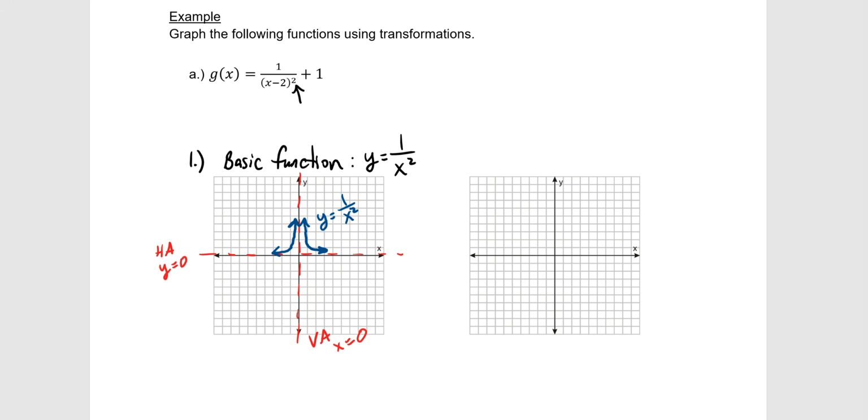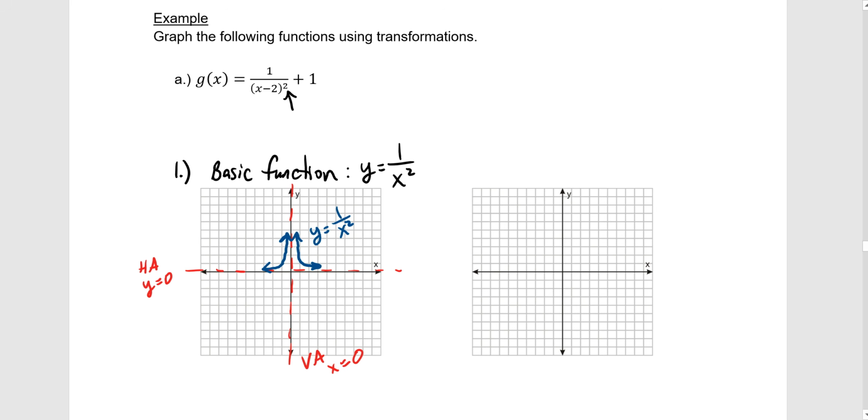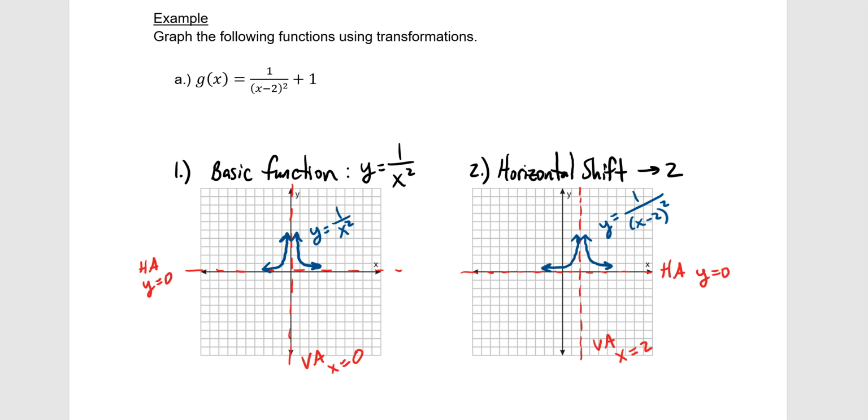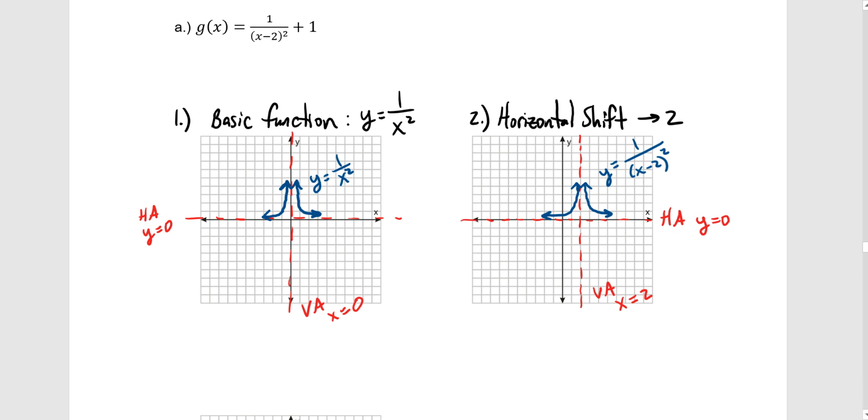And then for the next thing, what we have to check is if there is a horizontal shift, which there is. And the horizontal shift is going to be to the right 2 units because it's x minus 2. So graphing this to the right, it's going to look like this. And when it gets moved to the right 2, notice that the vertical asymptote gets moved to the right 2 as well. So the vertical asymptote's now at x equals 2.